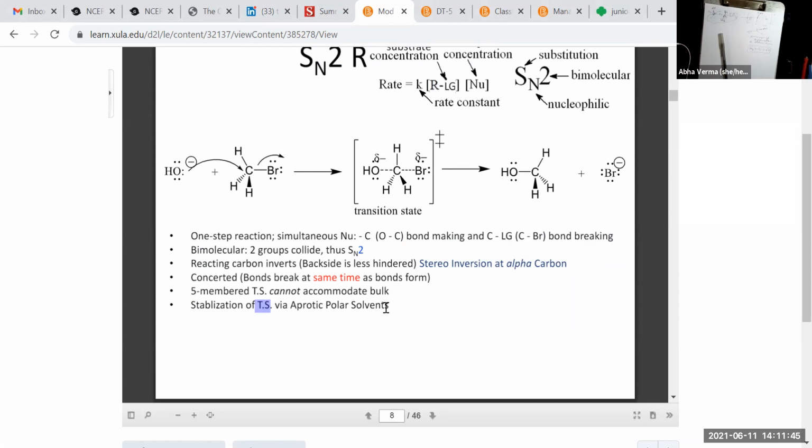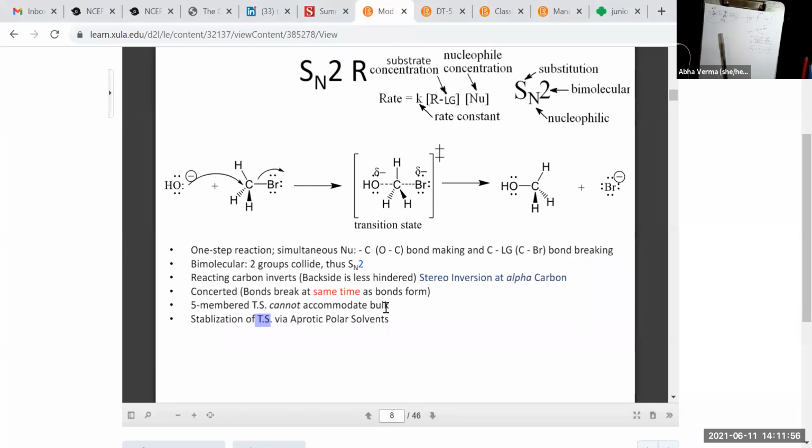Now what would happen if I did not have an aprotic solvent? What if I had a protic solvent? If I had a protic solvent, what would my protic solvent do? My protic solvent will give out protons, and these protons will aggregate around my nucleophile. What does my nucleophile need to do? My nucleophile needs to move fast. But with this clustering around it, with this aggregation around it, it will slow down.